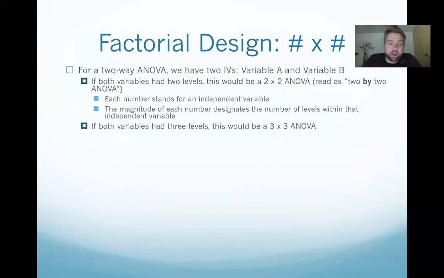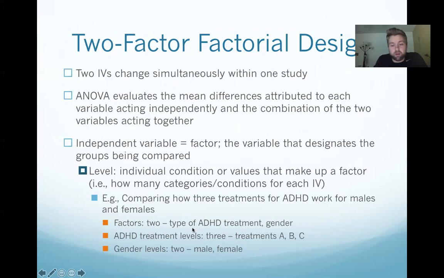For a two-way ANOVA, since we have two independent variables, variable A and variable B, we talk about this as being a 2x2 ANOVA, right? If you had one factor that had two levels and another factor that had two levels, this would be called, as you can see here, a 2x2 ANOVA. Notice we say 2x2, not 2 times 2. Each number stands for an independent variable, and the magnitude of each number designates the number of levels within that independent variable. So in the last example, this right here would be a 2x3 factorial ANOVA because you have two levels of this variable and three levels of this variable.